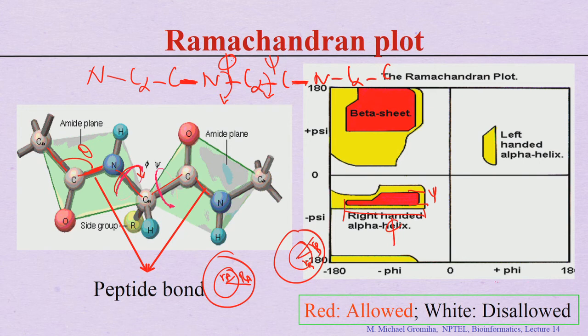You put the x axis as phi and the y axis as psi, and this is the region where they can accommodate these residues in an alpha helical conformation without any steric clashes. Here you can see the yellow region, which is called the partially allowed region, and the white region is the completely disallowed region.